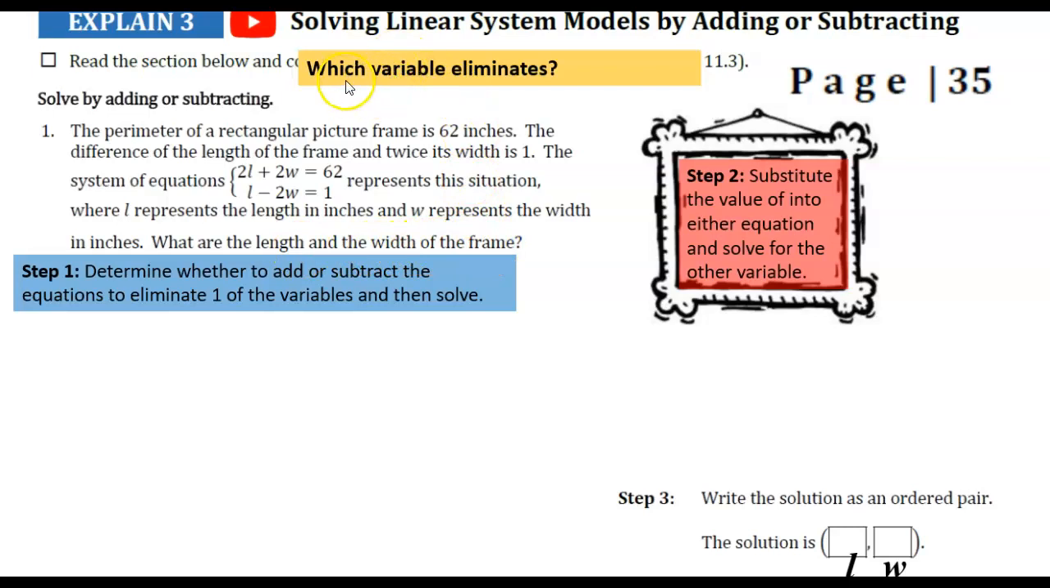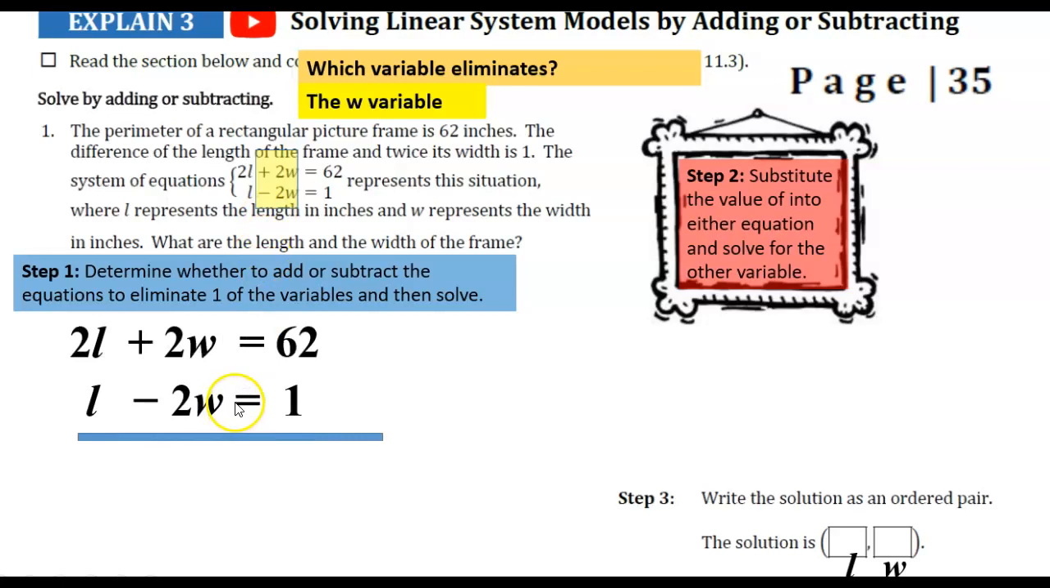First of all, we're going to take it step by step, but which variable do you think eliminates? Let's look at the L's and let's look at the W's. Which one do you think eliminates? It's going to be the W's, because the 2 here is positive and the 2 here is negative. They will cancel out. So let's go ahead and do that now.